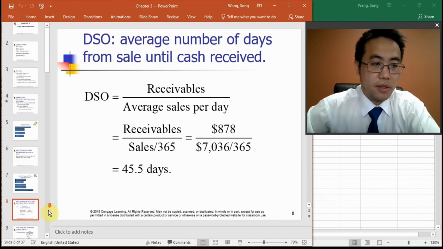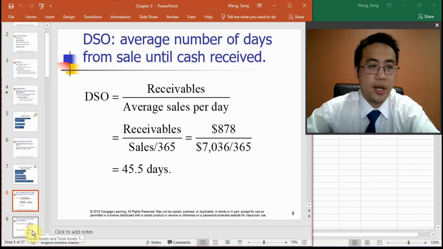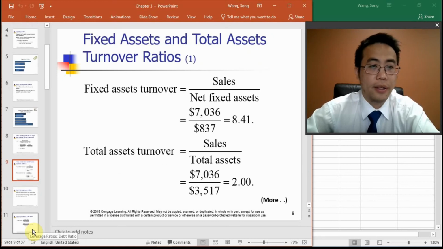I can skip the textbook examples because we're going to do that in your Excel project. And this is your second question of assignment 1.